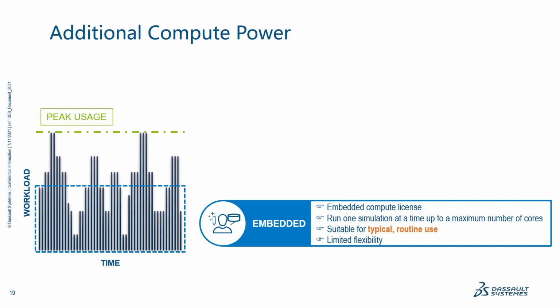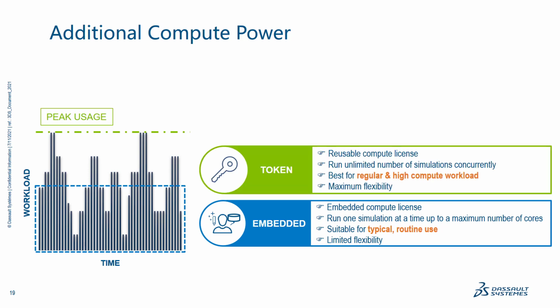But when you also want to cover these kinds of peak usage that you maybe have, we are offering two possibilities. One possibility is to purchase additional tokens and then to use those tokens to run multiple simulations or to run simulations in general on more than the included number of cores. Tokens are non-consumable entities, so you have a certain set of tokens, and when you run a simulation and you need additional CPUs, for example, then you can use those tokens.